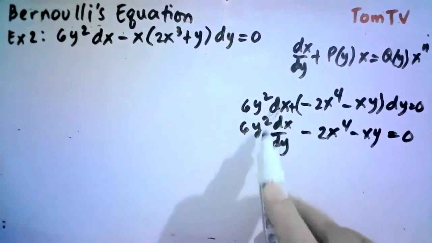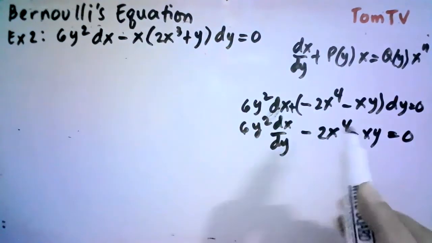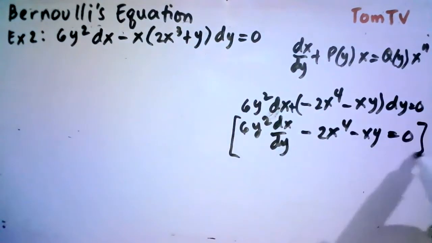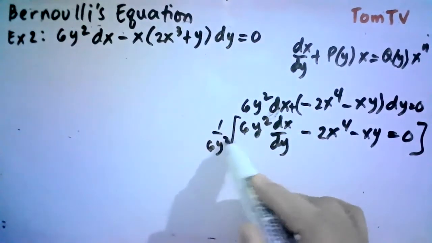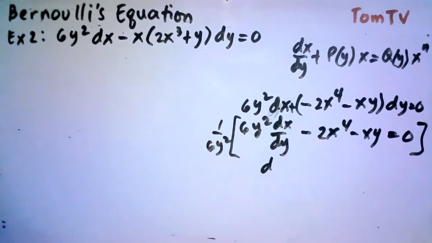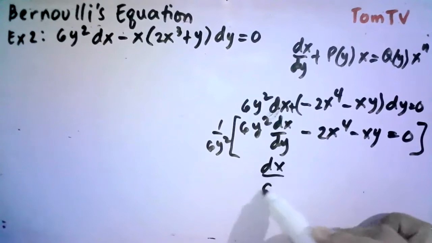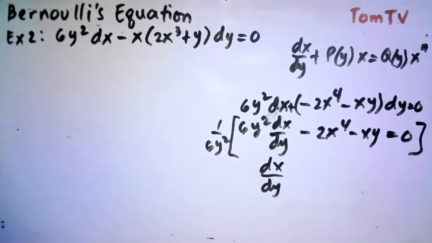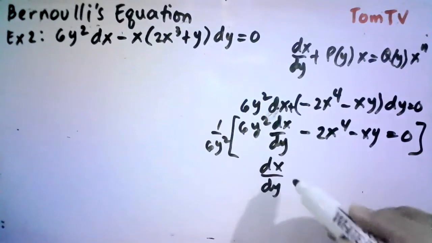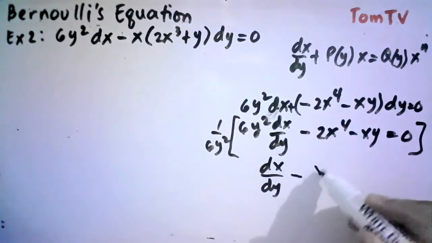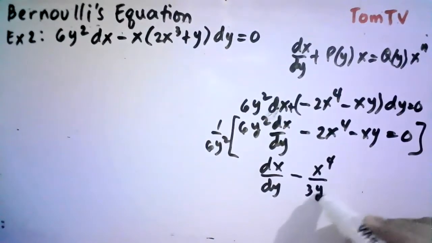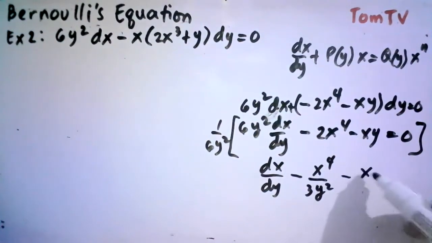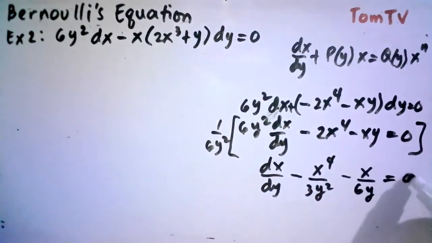And then I will transfer the 6y squared to this part. So I will multiply the reciprocal of 6y squared to both sides, 1 over 6y squared. So the result now is dx over dy equals 1 over 6y squared times this one, that is 2 over 6, that is 1/3. So x to the fourth over 3y squared, and then this one multiplied, we have minus x over 6y, which is equivalent to 0.